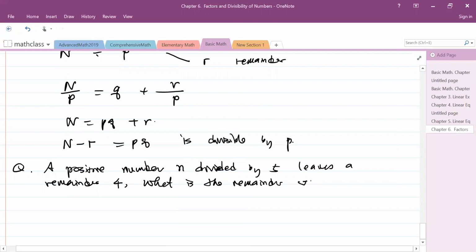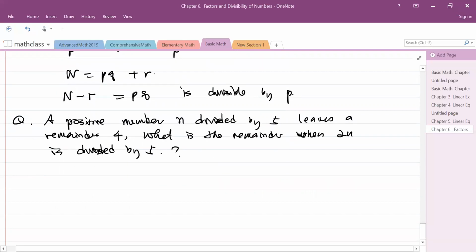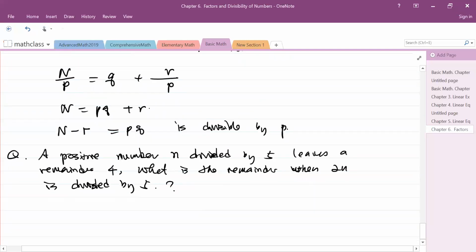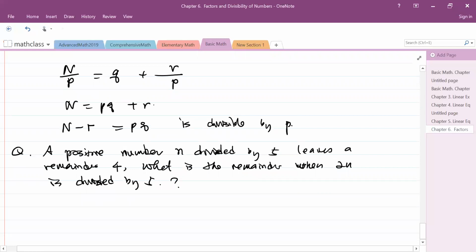A positive number divided by 5. What is the remainder? First of all, we don't know the value of n. So, to answer the question, the answer could be "cannot be determined." That's a possibility. But maybe the answer can be determined, a unique answer. If you have no ideas, what you do is you choose a special value for n. Then you do the computation.